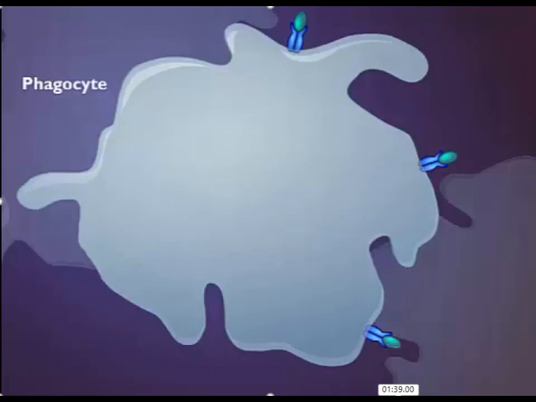So the antigen is processed and presented, and it can be presented through an MHC1 or an MHC2. If it's an MHC1, it's a cytotoxic T cell. If it's an MHC2 molecule that is presenting the antigen, it's going to stimulate a CD4 cell, a T helper cell.